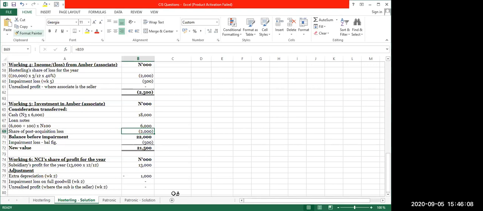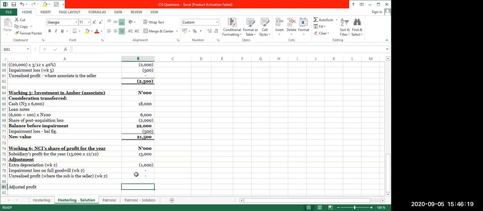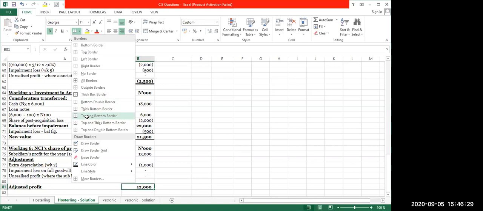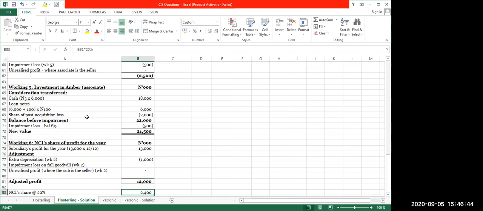So that can now take us to the adjusted figure, the adjusted profits of the subsidiary, and it's 12. So if the adjusted figure is 12, we can calculate NCI's share at 20%. So that's this times 20%. There we go. That's NCI's share. So ladies and gentlemen, once we have done that last thing, that is the end of the question.